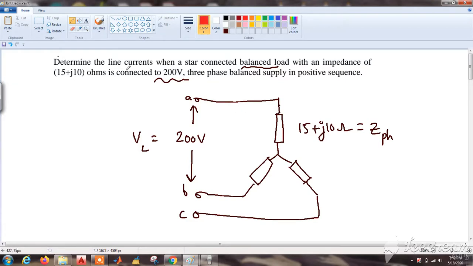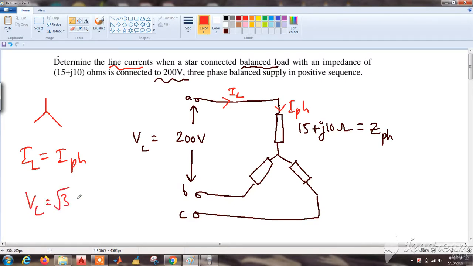Now what do we have to find? We have to find the line current. We know that in star connection, the line current and the phase current are equal. Please remember, in star connection, line current and phase current are equal, but line voltage is not equal to phase voltage. It is root 3 times the phase voltage. And where is the phase voltage? We can represent it here, from here to here, VPH. So we can calculate the phase voltage.